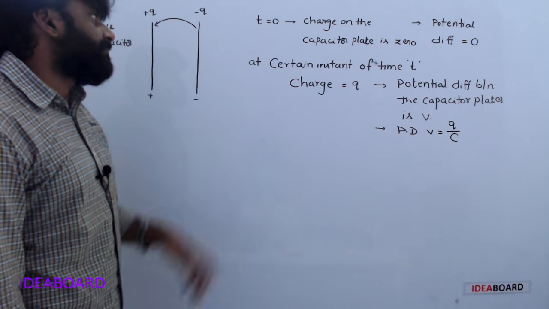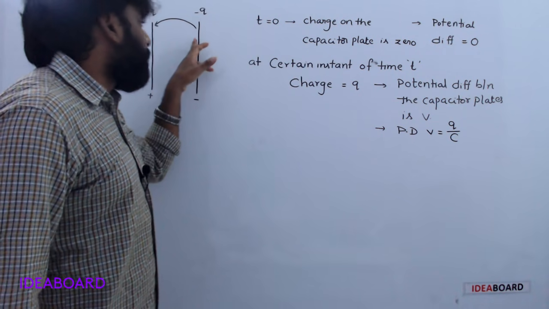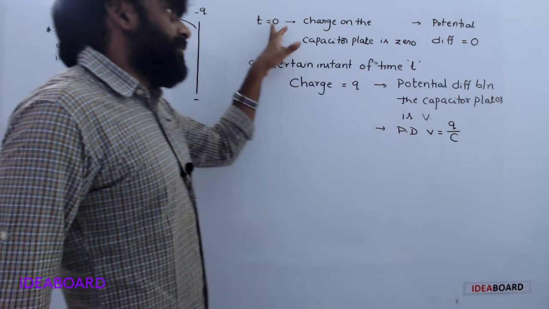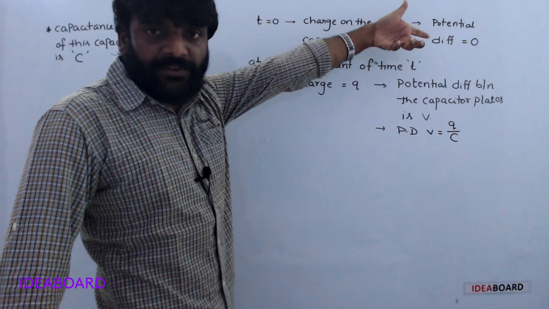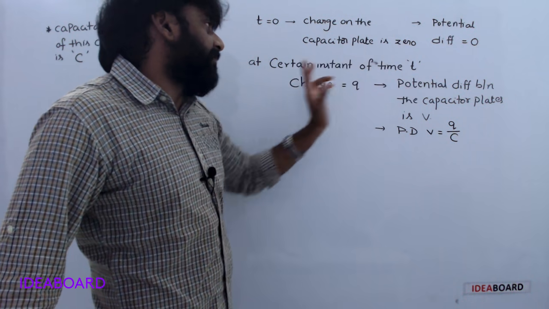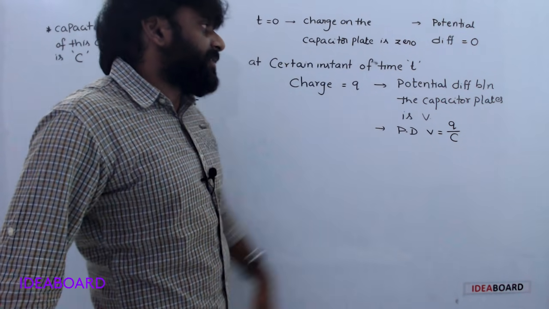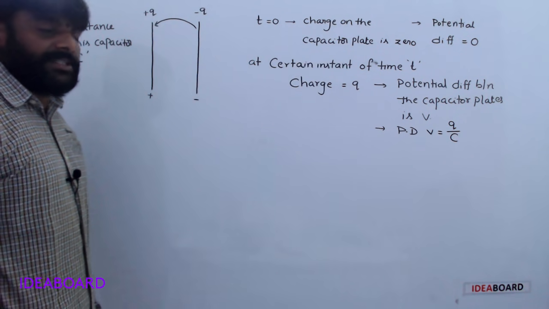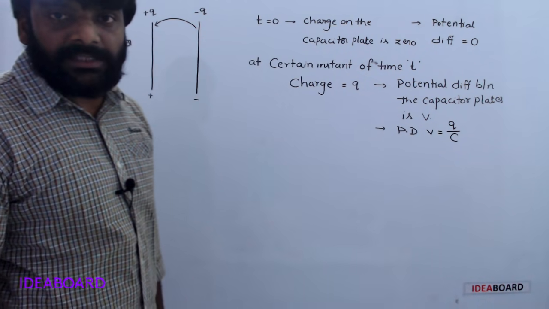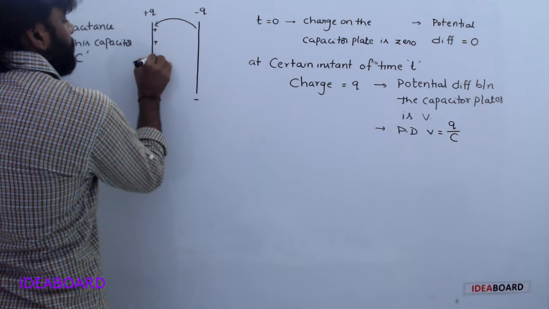Once again, initially these two plates are neutralized at t equal to 0, charge 0, and potential difference between the plates is also 0. At a certain instant of time t, charge on the plates is Q, potential difference between the capacitor plates is V, and V is equal to Q by C. Understood?